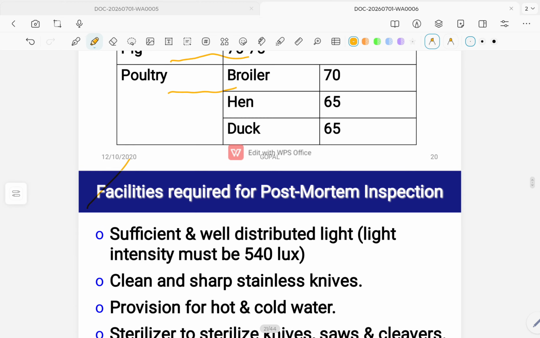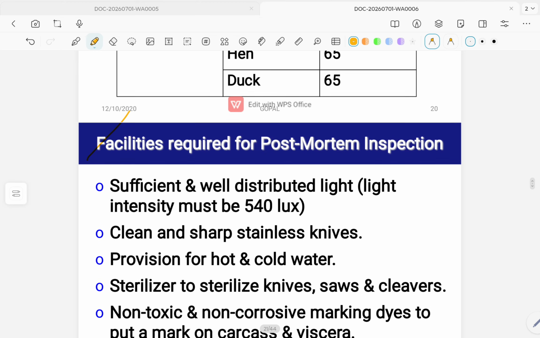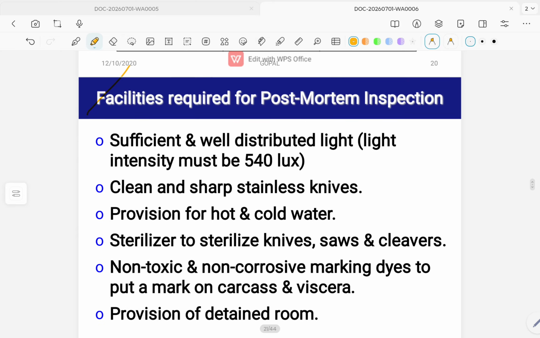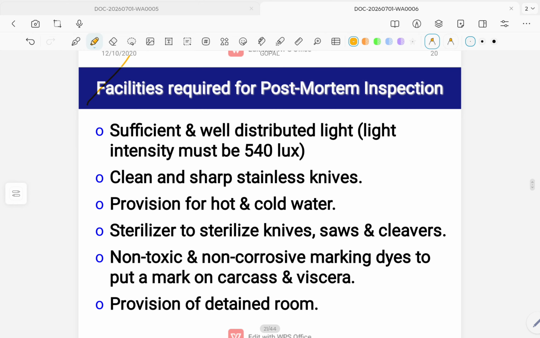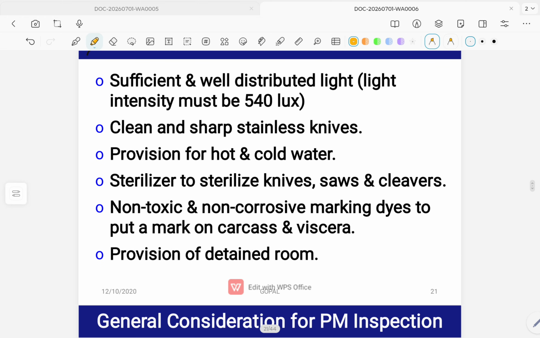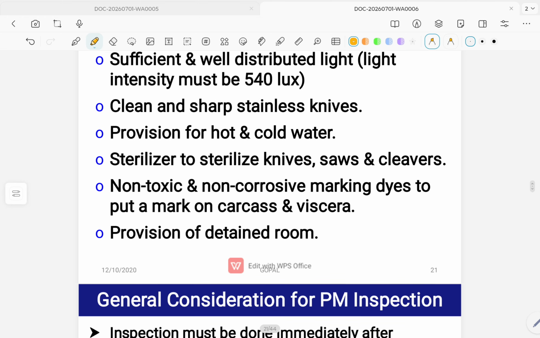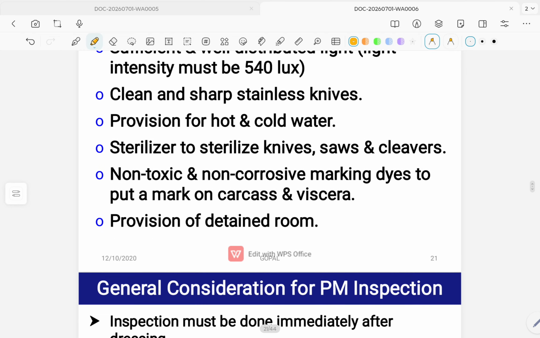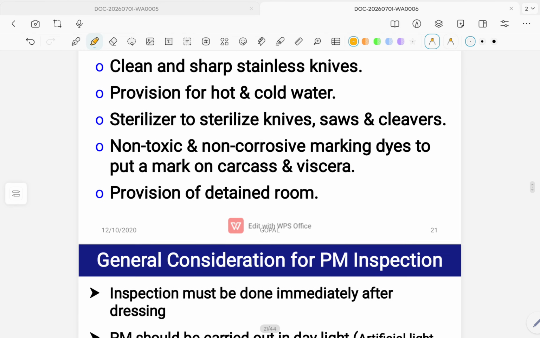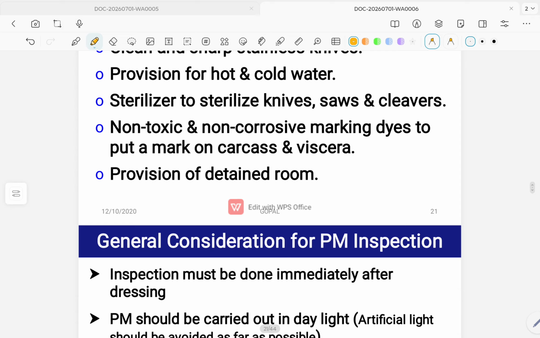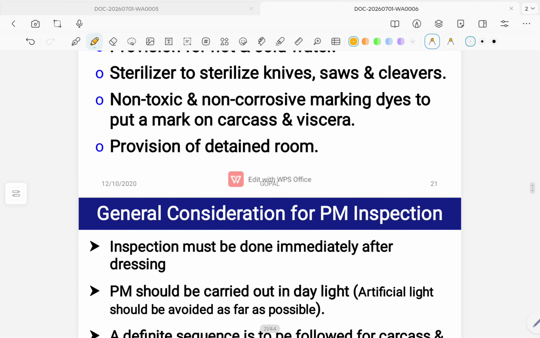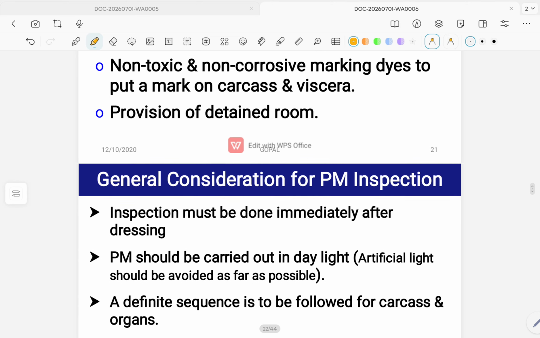Facilities required for postmortem inspection: sufficient and well distributed light, intensity must be 450 lux; clean and sharp stainless steel knives; provision for hot and cold water; sterilizer to sterilize knives, saw and cleavers; non-toxic and non-corrosive marking dye to put a mark on carcass and viscera; provision of a detained room.